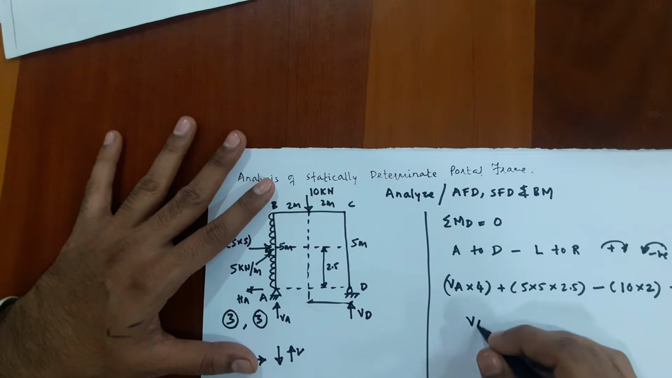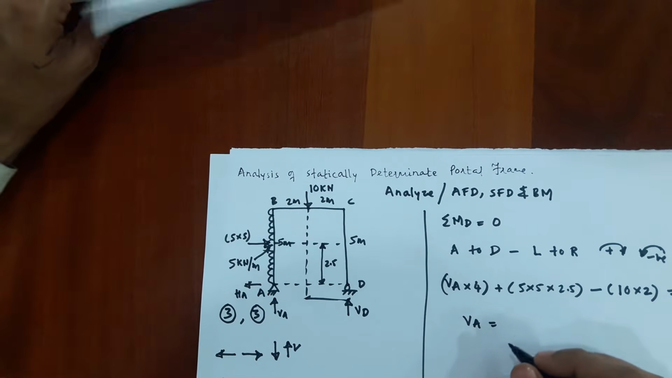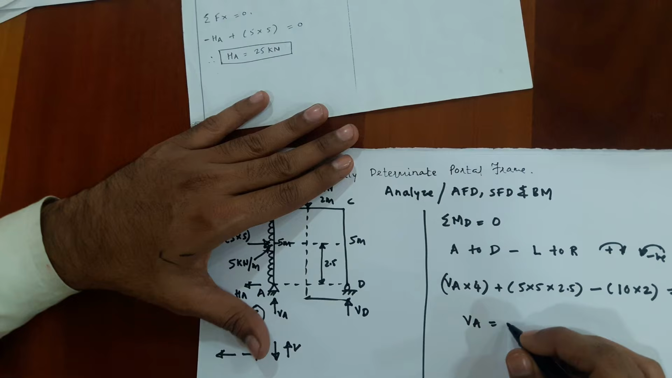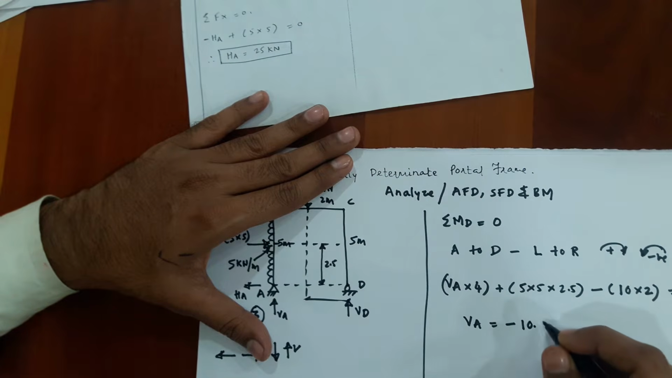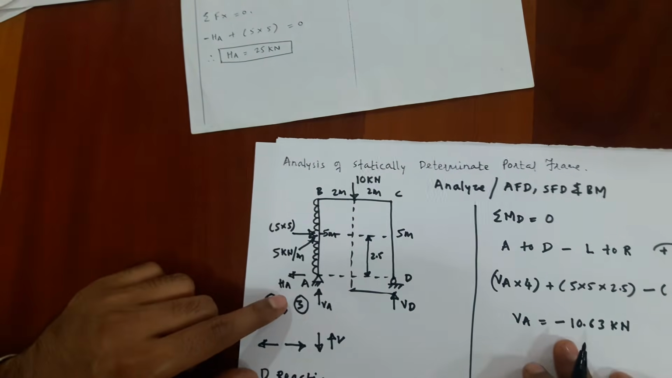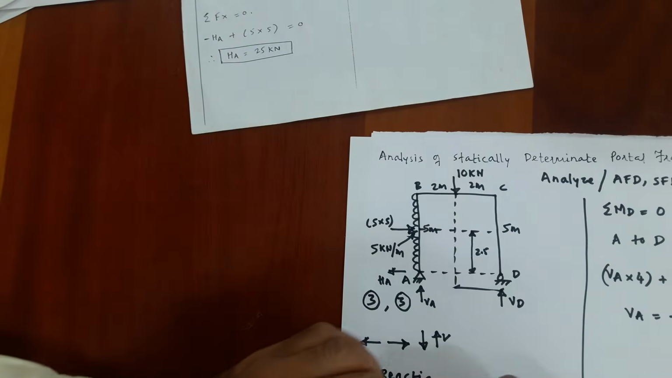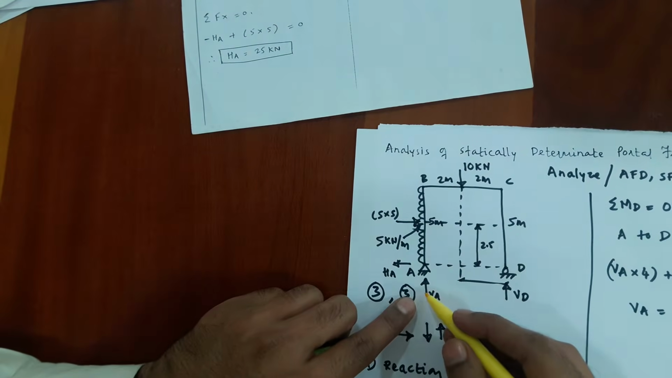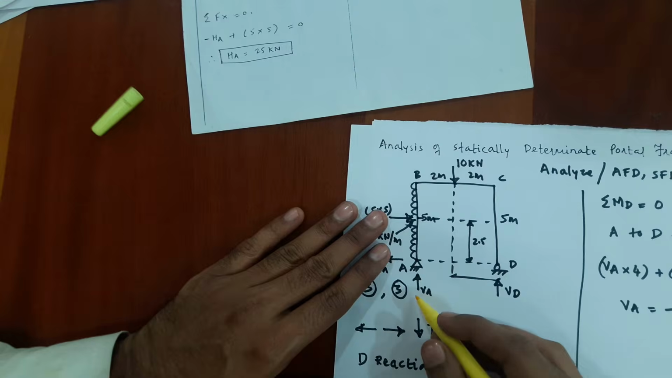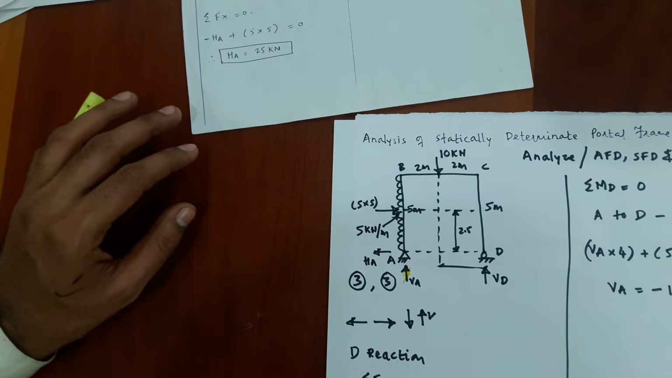So you will get the value of VA by solving this equation as minus 10.63 kilonewton. See, you got a minus value. What is the meaning of this? You got a minus value means whatever direction you have assumed is not correct. You have to change the direction.